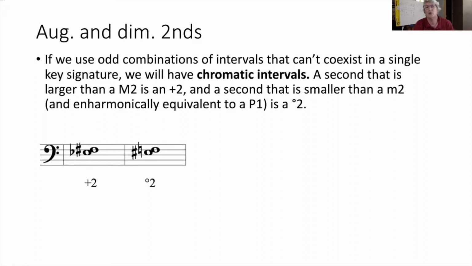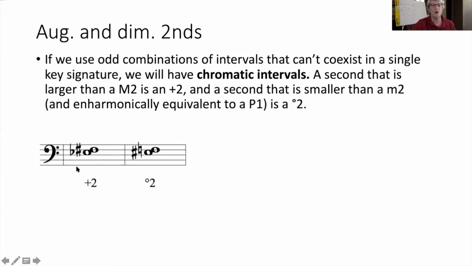So far, we've stuck to the notes that are in the C major scale, and therefore we've seen only major and minor seconds and major and minor thirds, diatonic intervals. If we use odd combinations of intervals that can't coexist in a single key signature, we will have chromatic intervals. Once we move into the realm of chromatic intervals, we'll find some seconds that are even larger than a major second, and we will refer to those as augmented seconds. Or we may have a second that is even smaller than a minor second. It will actually be enharmonically equivalent to a perfect unison, and that is a diminished second.